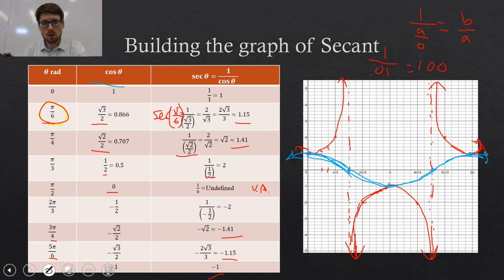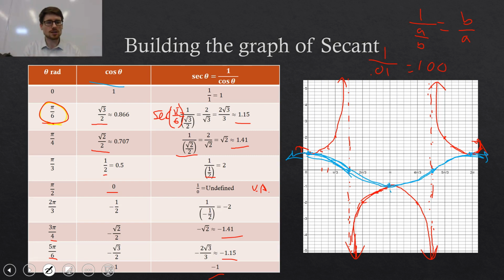Whenever cosine is 1, secant is 1 as well, because 1 divided by itself is 1. Whenever cosine is -1, for example at pi, the secant is -1 as well, because 1 divided by -1 is also -1. Whenever the cosine is 0, then the secant is undefined, because 1 over 0 is undefined. So at pi over 2 and 3 pi over 2, we're going to get vertical asymptotes. Okay? So the graph of secant can be drawn or sketched in based off of the graph of cosine.